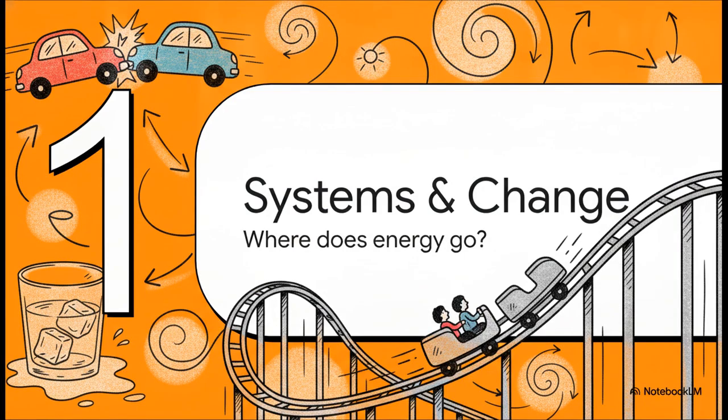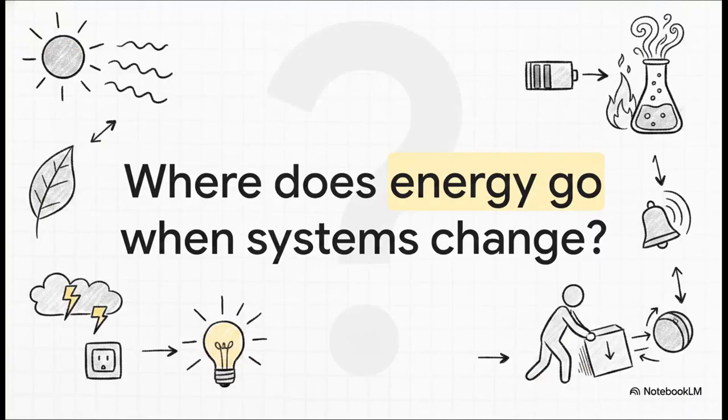All right, part 1, energy systems and change. To really understand the physical sciences, we have to start by solving a massive, overarching mystery. When a system undergoes a change, whether that's two cars colliding, an ice cube melting in your glass of water, or a roller coaster flying down a track, where does that energy actually go?